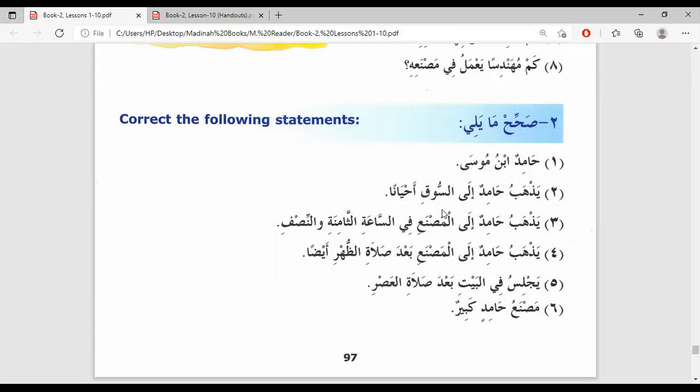So Hamidun ibn Musa. And the other way around, it should be Musa ibn Hamid. So is it sahih or ghair sahih? Of course sahih. Okay, number 2.